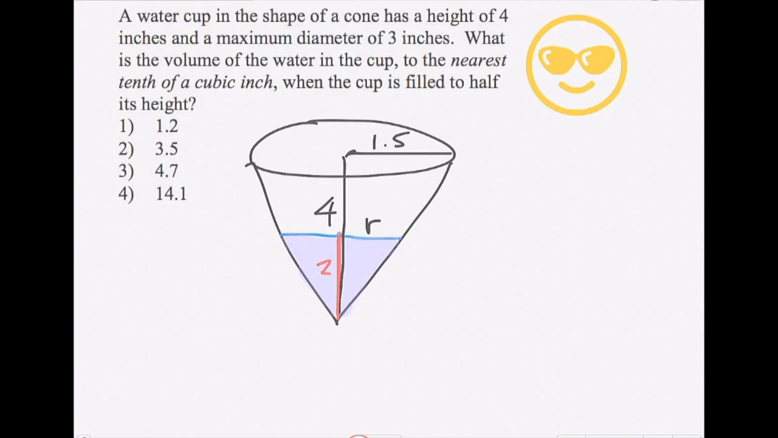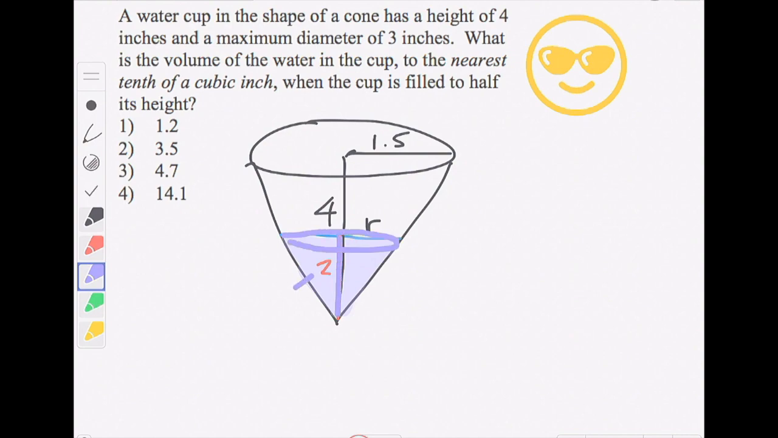All right, so as I've drawn on my picture here, we've got the radius of 1.5 inches at the top of the drinking cup, and that's because the diameter was 3 inches. It says that the height of the cone is 4 inches tall, but we're only filling it up half the way. Now, I'm after the volume of the water that's in the paper cup, and the water itself is in the shape of a cone.